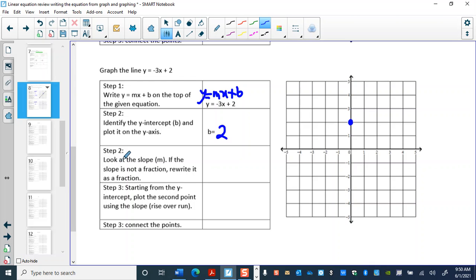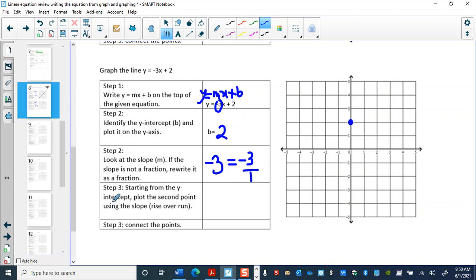Step 2, continue to look at the slope m. If the slope is not a fraction, rewrite it as a fraction. So you can have rise over 1. So your slope is negative 3 here. Negative 3 is not in fraction form, so I'm going to rewrite it as a fraction. You're going to write the denominator 1, so negative 3 over 1.